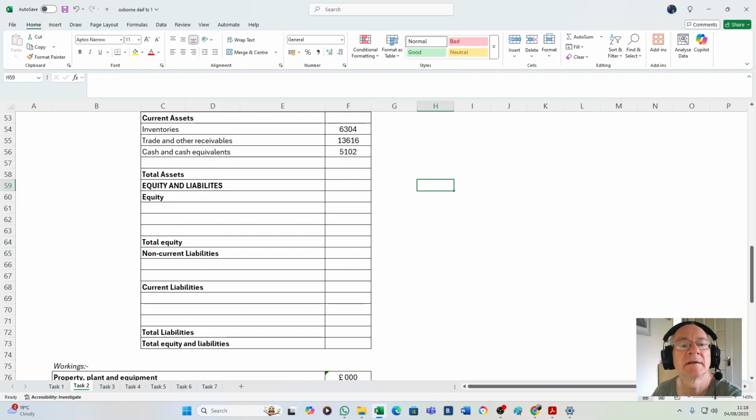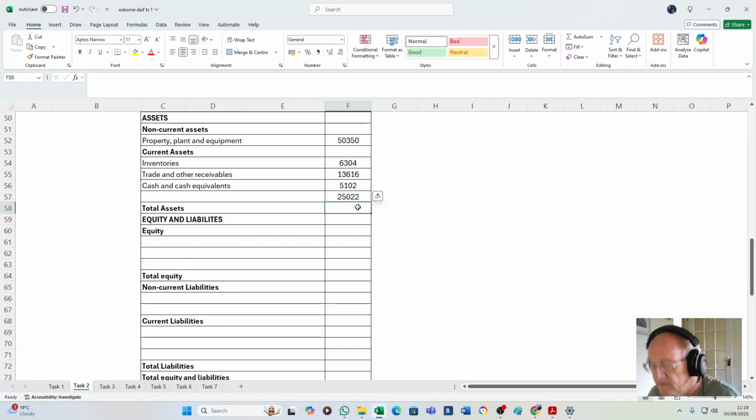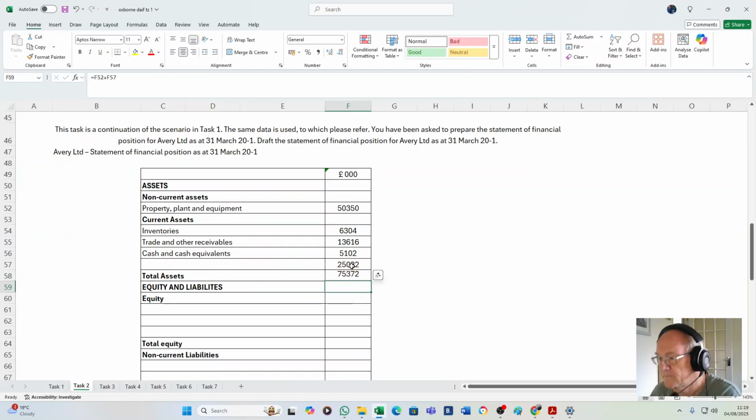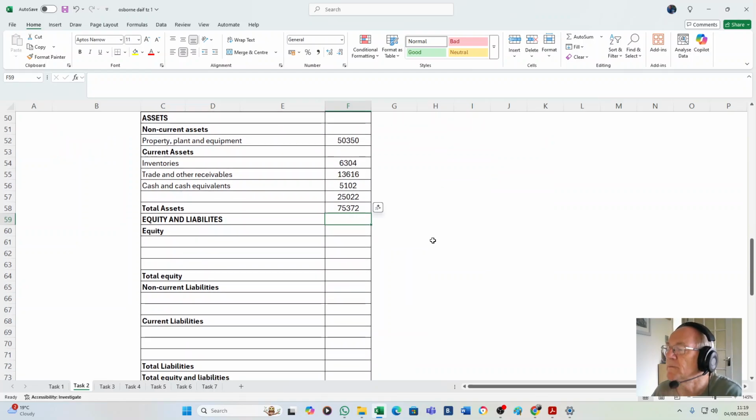We're getting our second marks in, and that will be subtotaled 25022, and then our total assets 75372.